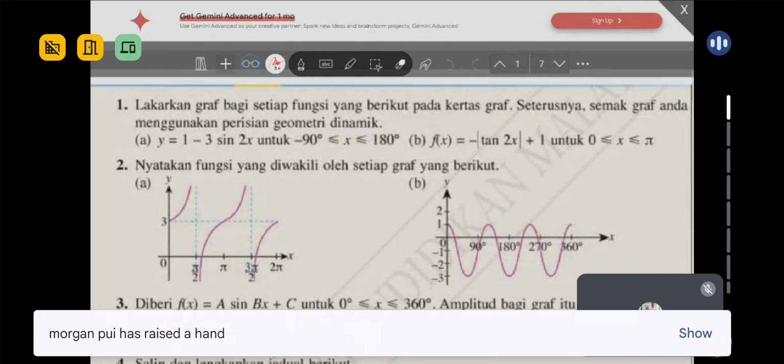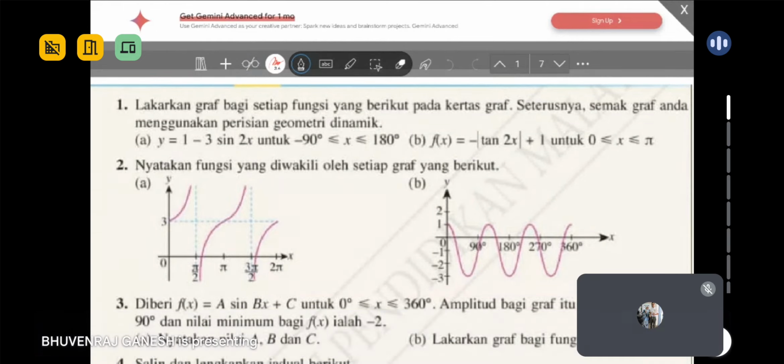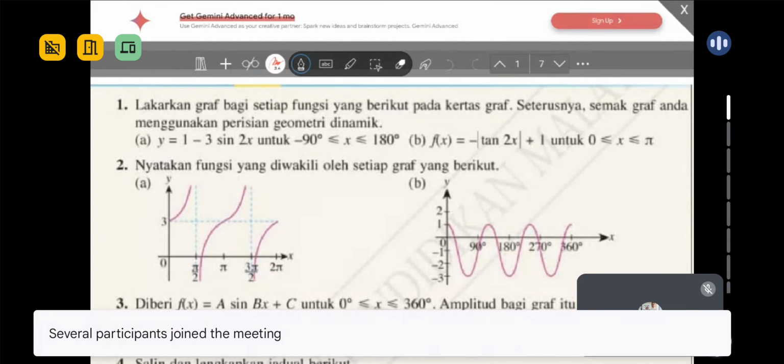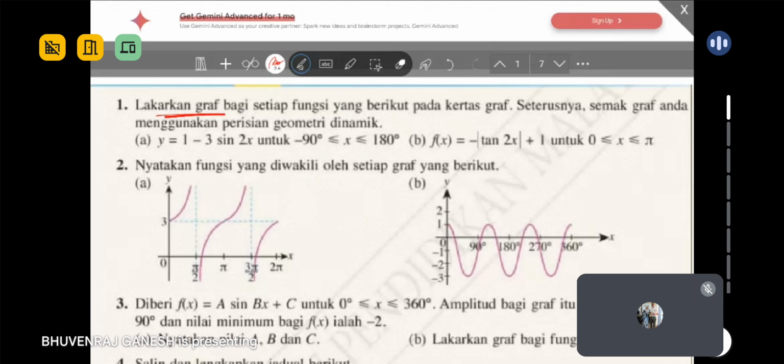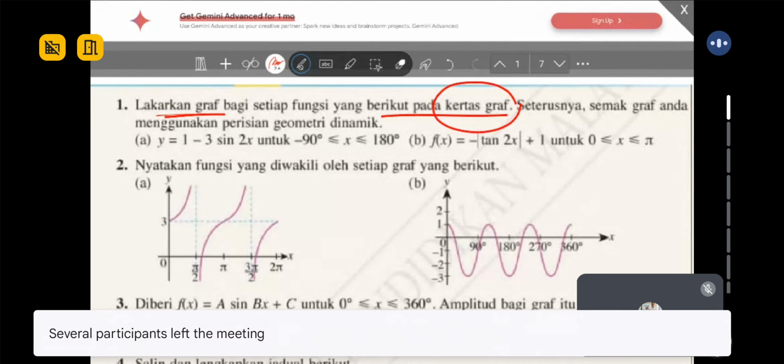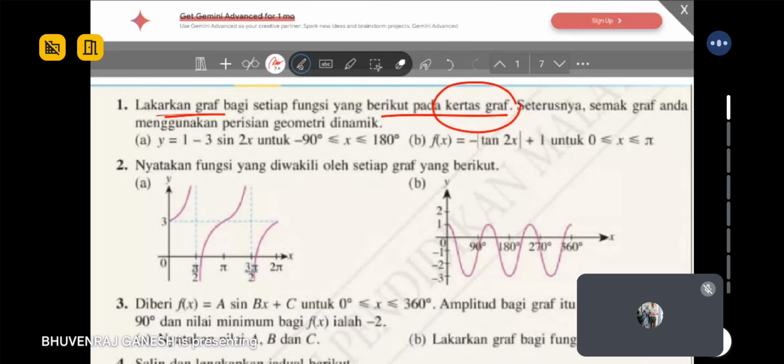Let us look at the first question. Basically, they're asking you to draw the graph. You must draw the graph for all the trigo function. Over here they say must use graph paper. Kena guna kertas graph untuk lukis.